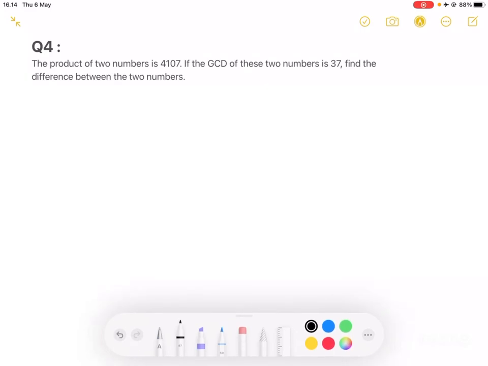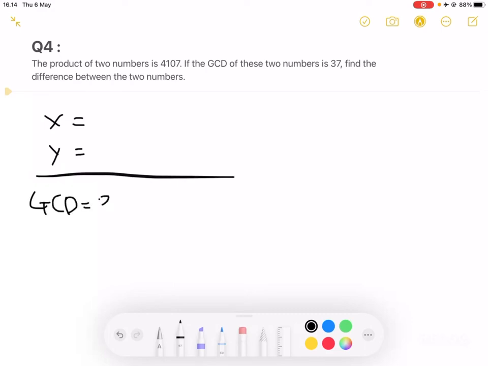Here's question 4. The product of two numbers is 4107. If the GCD of these two numbers is 37, find the difference between the two numbers. Alright, so let's just assume that the numbers are x and y respectively, and their GCD will be 37. Also keep in mind that x times y is equal to 4107.